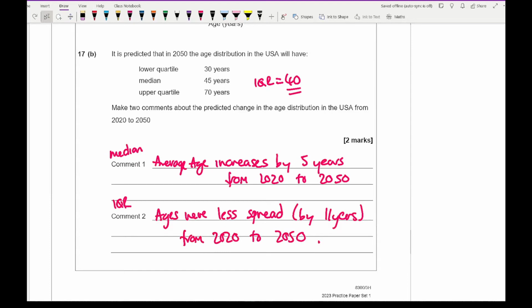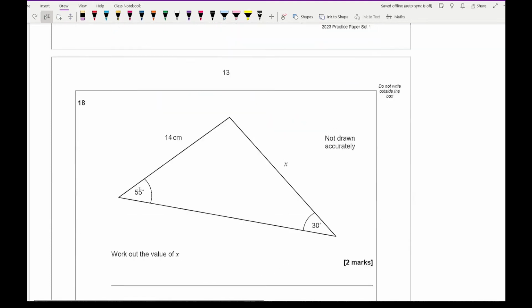You could also say something along the lines of the ages were more consistent and more similar, and so people were living for a similar age. You could also say for the first comment that people were living longer. So a statement that's related to the median, a statement that's related to the spread of data would be fine to get you those 2 marks.